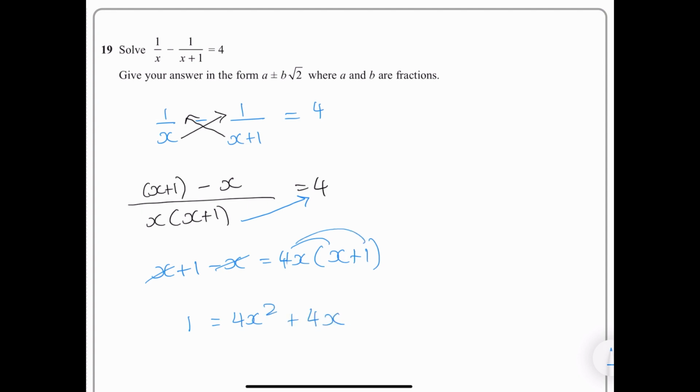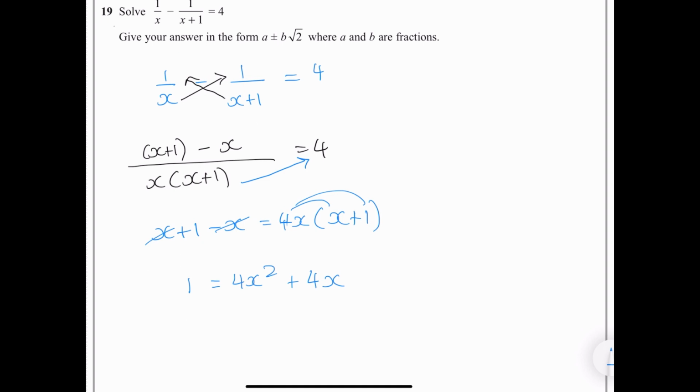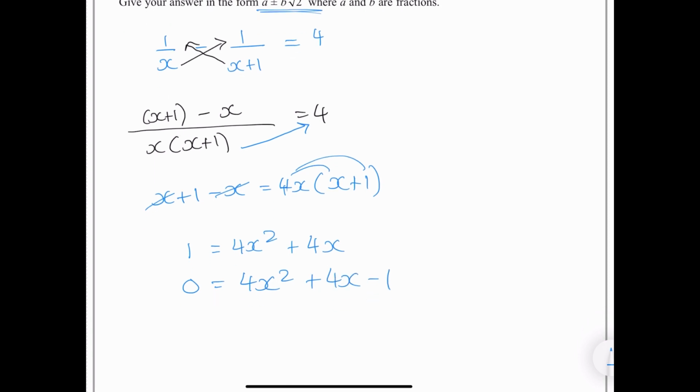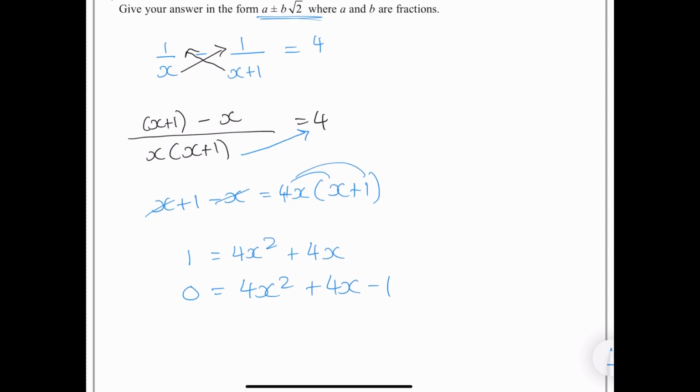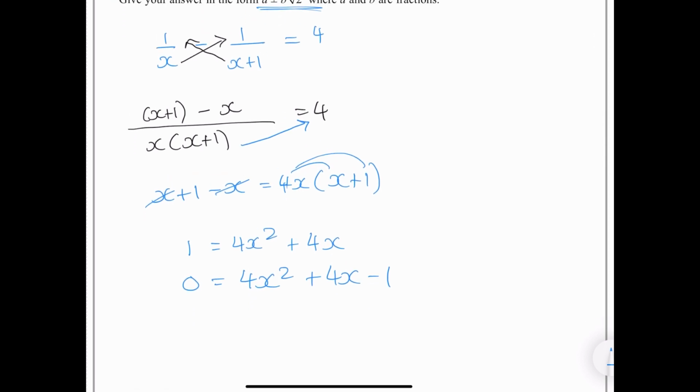Okay, this is a quadratic. I want to solve it, so I want some answers, okay? And I want it in surd format. So that's going to move everything to the side. I've got 0 equals 4x squared plus 4x minus 1. And we're told that a and b are fractions. So the easiest way I think to do this is just to use our quadratic formula.